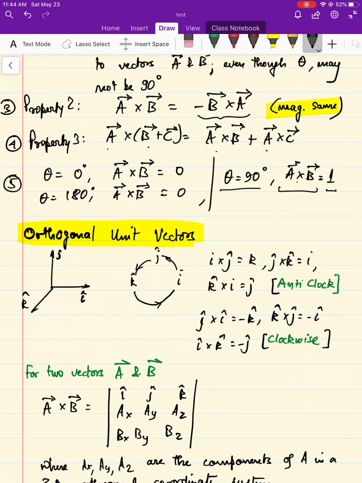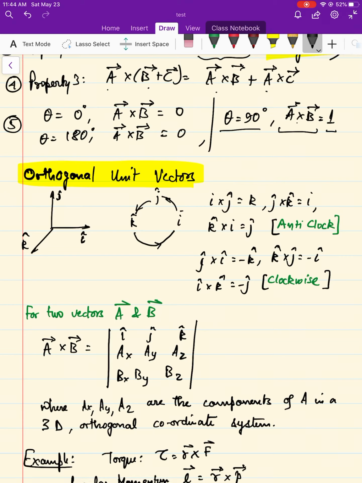Following the same trend, we see that the orthogonal unit vectors usually have these properties which you see over here, and they follow this clockwise and anti-clockwise sense, which means that if we arrange I, J, and K in an anti-clockwise fashion, we see that I cross J is equal to K, J cross K equals I, K cross I equals J, and that follows the anti-clockwise sense.